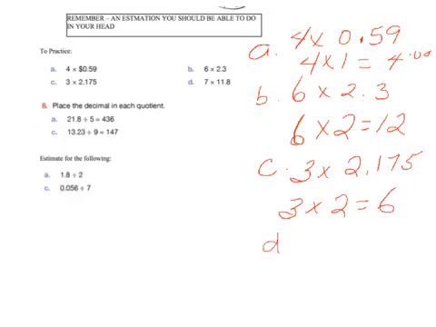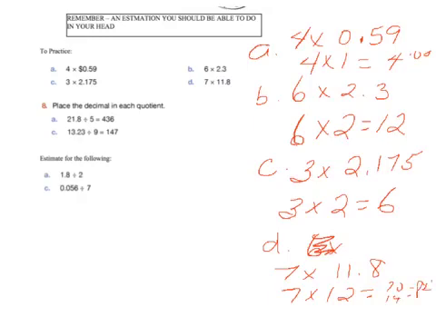D, last one for multiplication. 7 times 11.8. I'm going to use benchmark. 7 times 12 because 11.8 is closer to 12, or 11 and 8/10 is closer to 12. And I would do 7 times 12. 7 times 10 is 70. 7 times 2 is 14, equaling 84.